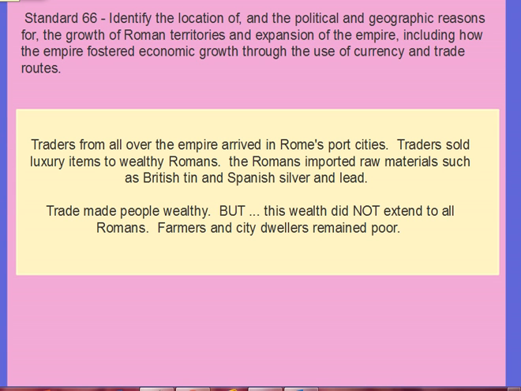Alright, traders from all over the empire arrived in Rome's port cities. Traders sold luxury items to wealthy Romans. The Romans imported raw materials such as British tin, Spanish silver, and lead. Okay, if I get big pieces of silver in, can I give that to my artisans and ask them to do something with it? Yeah. What will they do with it? Into what? Swords, rings, jewelry. Jewelry's a big one, right?